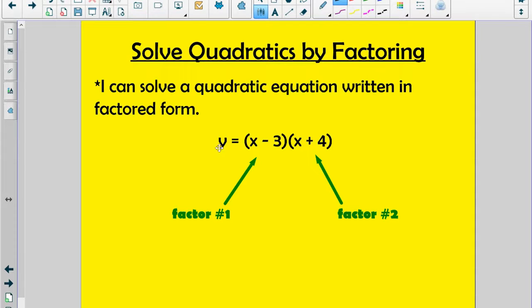So when we see an equation like this, y equals (x minus 3) multiplied by (x plus 4), keep in mind that the first binomial, the thing that's in parentheses, is a factor of this quadratic. Then the x plus 4 is a second factor of the quadratic.